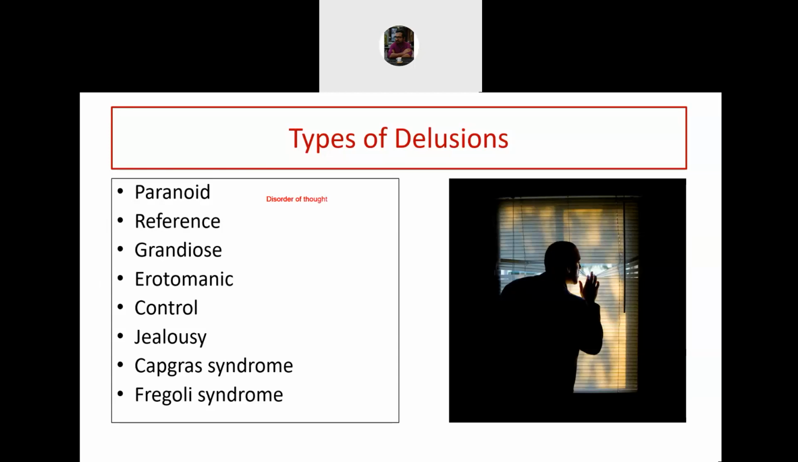And what kind of disorder are we talking about? A delusion is a firm, fixed, false belief. It is a firm, fixed, and false belief, and this cannot be easily removed by logical reasoning. This is known as delusion. So you strongly believe in something which may not be true.